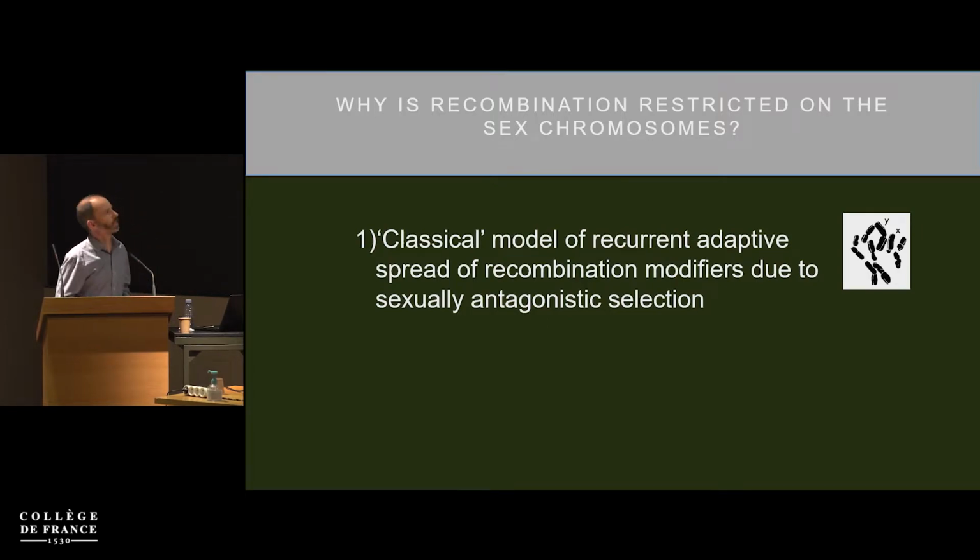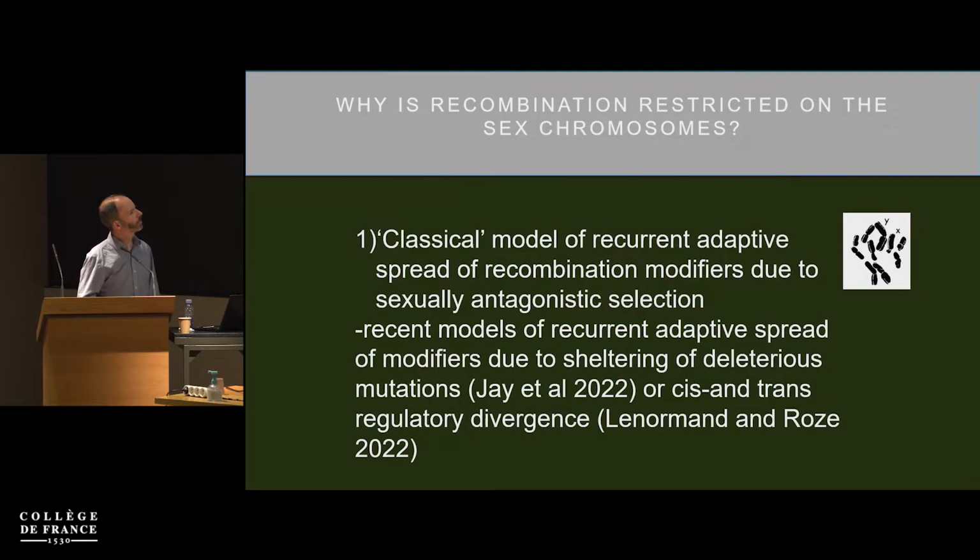So when we think about this question, why is recombination restricted on the sex chromosomes? As we heard from Tatiana, there's one overarching classical model. And the idea there is that there's the recurrent adaptive spread of modifiers of recombination, particularly due to sexually antagonistic selection, where these recombination modifiers spread in order to allow sexually antagonistic variants to stay linked to the chromosome in which they're favored.